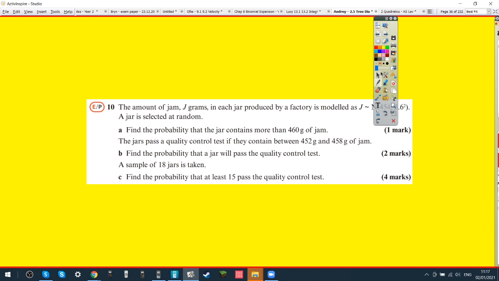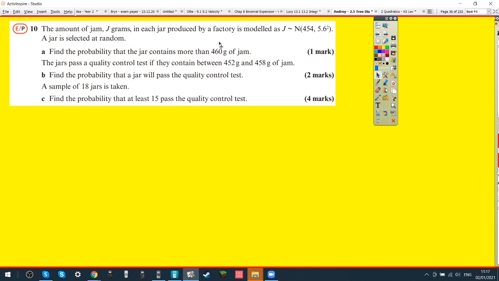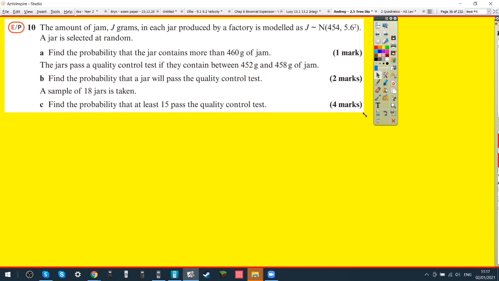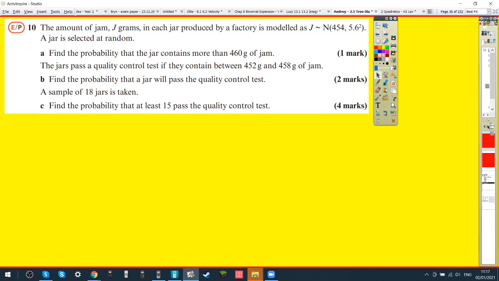Let's see this thing. 460. Ah, yeah, it's worth doing, unfortunately. Okay. How about this?